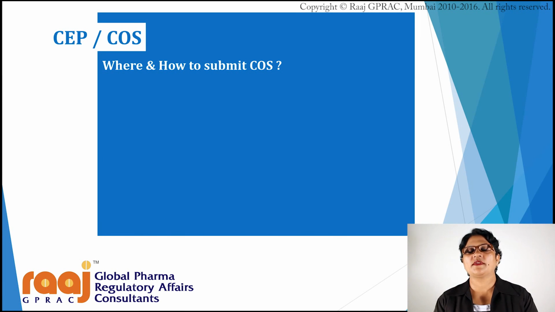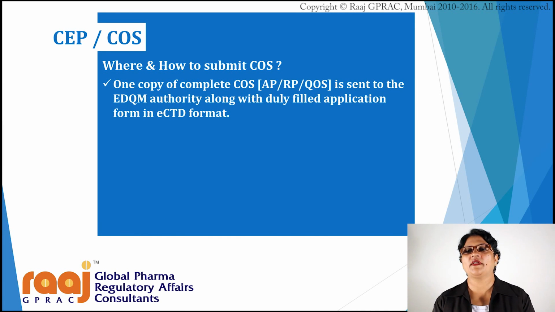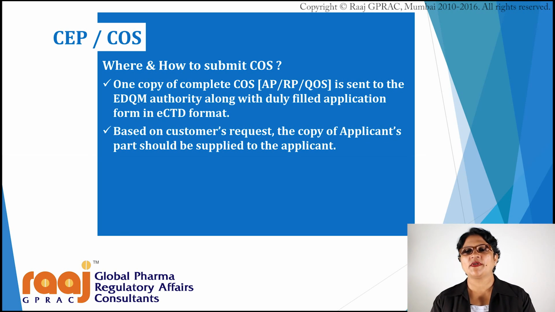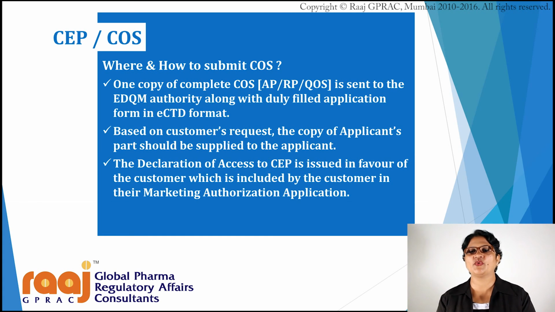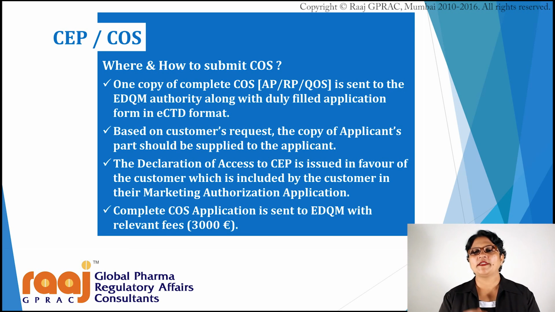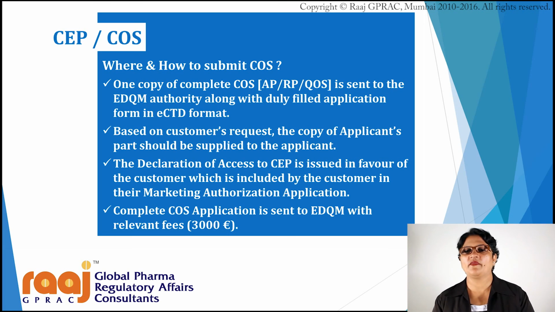So where and how to submit COS? One copy of the complete COS is sent to the EDQM authority along with the duly filled application form in eCTD format. Based on the customer's request, a copy of the applicant's part should be supplied to the applicant. The declaration of access to CEP is issued in favor of the customer, which is included by the customer in their marketing authorization application. The complete COS application is sent to EDQM with relevant fees of £3,000.